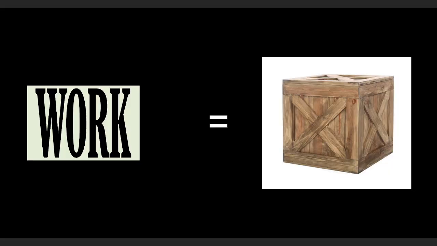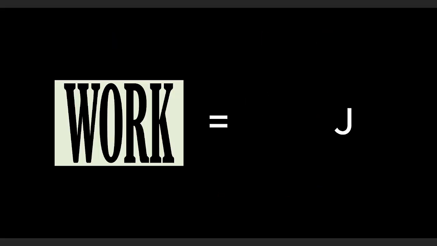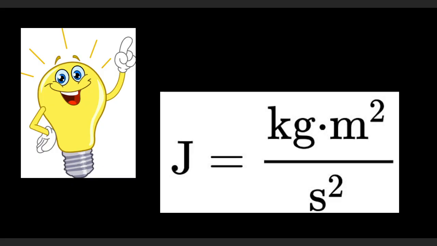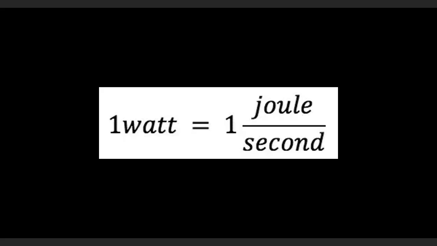Work is done when a force moves an object over a distance. It can be defined as work equals force times distance. The SI unit for work is the joule, which is equivalent to 1 newton meter. Power is the rate at which work is done. It is equal to the amount of work done divided by the time interval. The SI unit for power is the watt, which is equivalent to 1 joule per second.